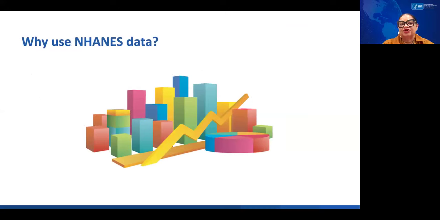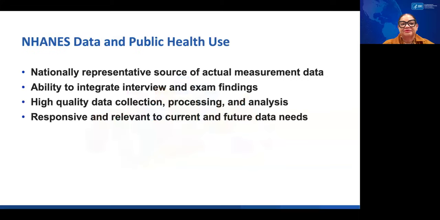So why do we even use NHANES data? What does it actually accomplish? Next slide. When I think about it, one of the most important things that we do at CDC from a public health standpoint is get nationally representative data, so that we can get as accurate and actual a measurement of the data as possible. We want to be able to integrate interview and examination findings. We want to maintain a high quality of data collection, in the way we process and analyze the data. And then we want to be responsive and relevant to current and future data needs.